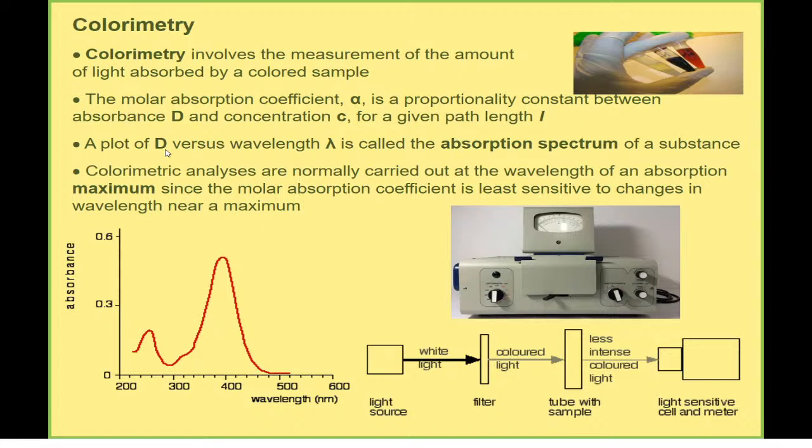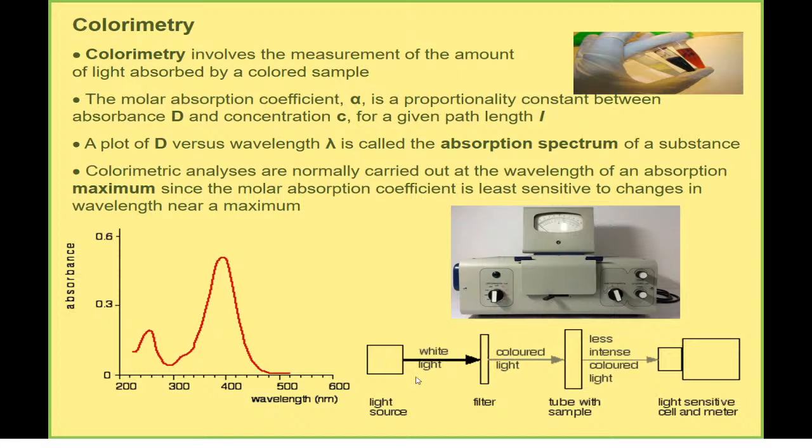A plot of absorbance versus wavelength is called the absorption spectrum of the substance, and it is the first stage of colorimetry. Colorimetric analyses are normally carried out at the wavelength of an absorption maximum, since the molar absorption coefficient is least sensitive to changes in wavelength near the maximum.